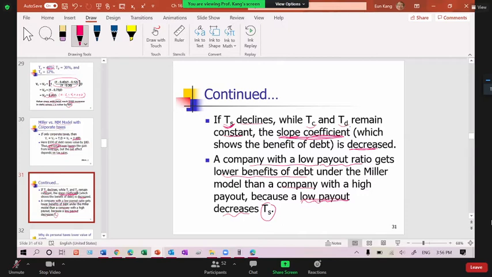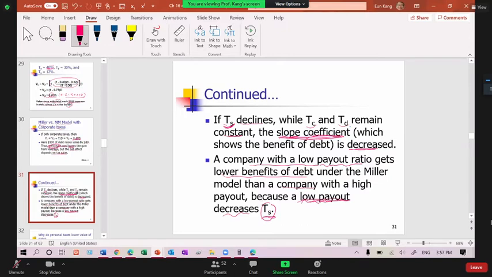So the low payout decreases TS because the capital gains tax rate is low, and also you can defer capital gains tax as long as you don't sell it, right? But dividends, you have to receive anyway, and you pay tax. So that is not very beneficial for equity, right?